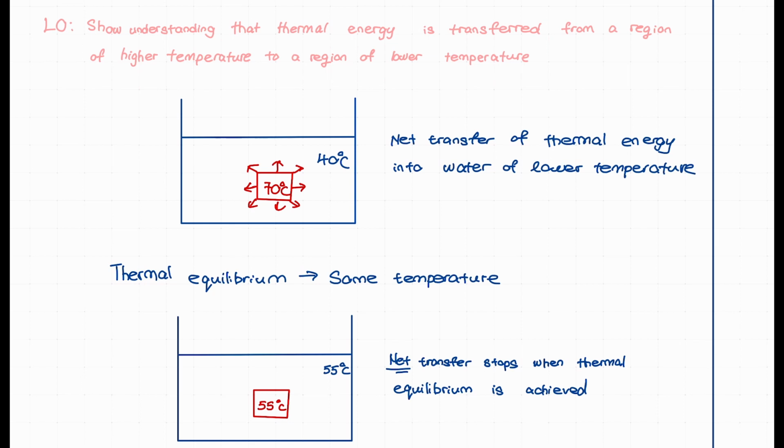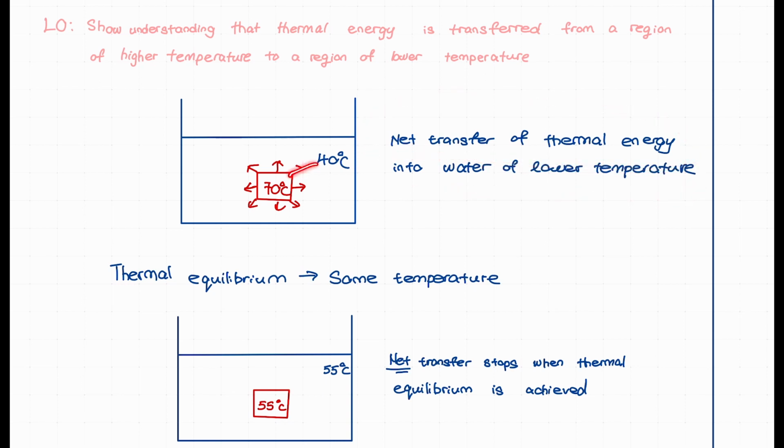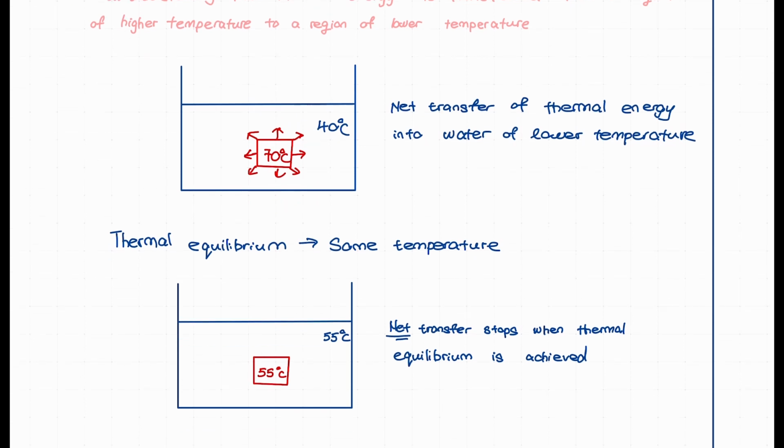Okay, so what this means is, for example, if I have a hot object of 70 degrees Celsius and I put it into water of 40 degrees Celsius, there will be a net transfer of thermal energy into the water of lower temperature. So energy will be going out. Thermal energy will be transferring to 40 degrees Celsius. And this will continue until this thing is achieved, this thing called thermal equilibrium.